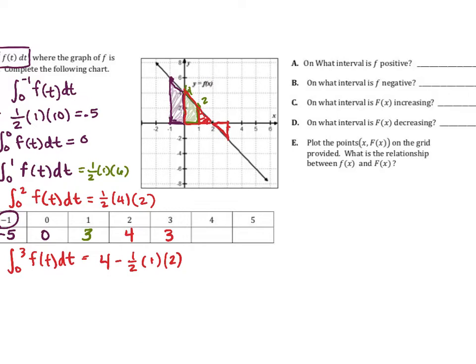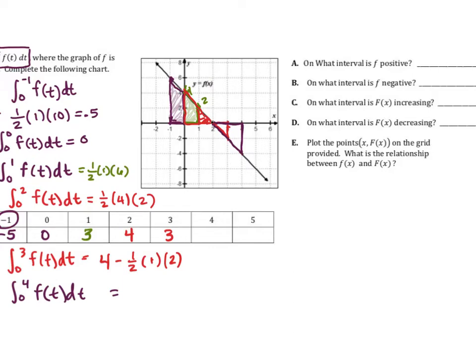Continuing on, we need to find f at 4, which is the integral from 0 to 4 of f at t dt. Well, I already know from 0 to 3 that's going to be 3. If we go all the way out to 4, we can do another trapezoid, or we can make a huge triangle here. Either one is fine. Most people would probably rather make a triangle, so I'm going to erase that and do 3 minus the triangle.